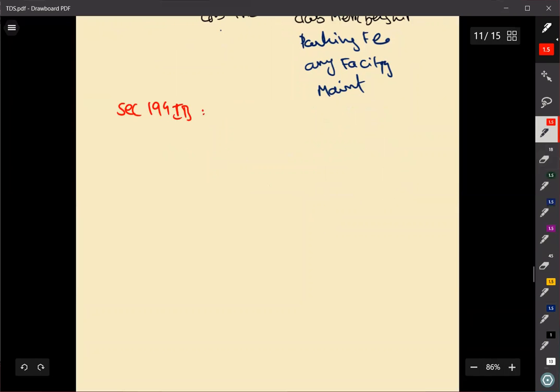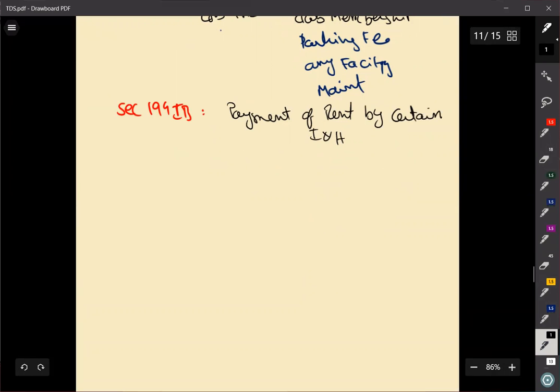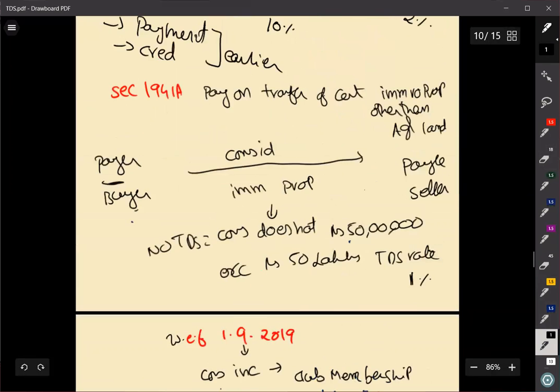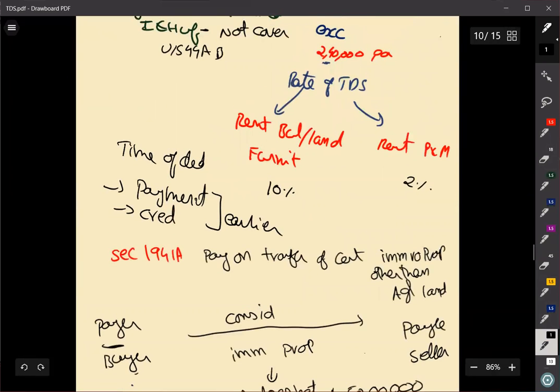Section 194IB, let us see what this is. Payment of rent. Even 194IB is speaking about payment of rent, by certain individuals, not all, and HUF. What is the difference between 194I and 194IB?